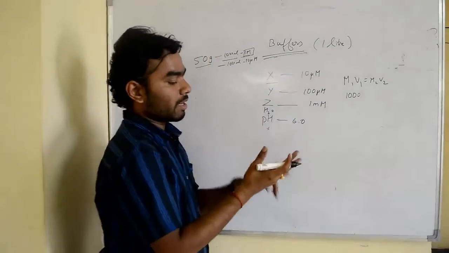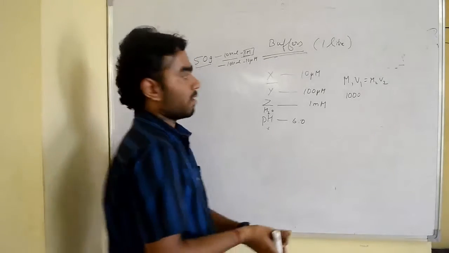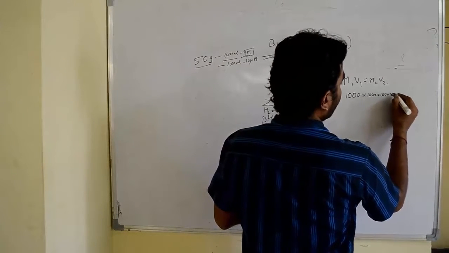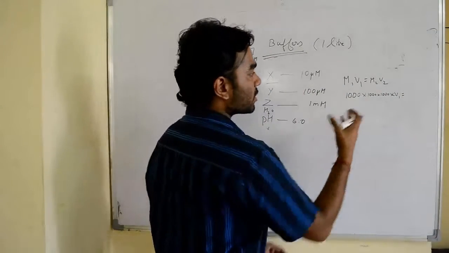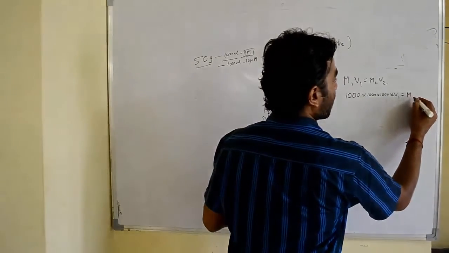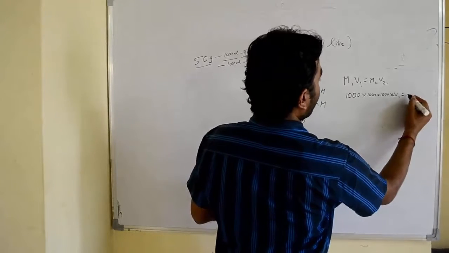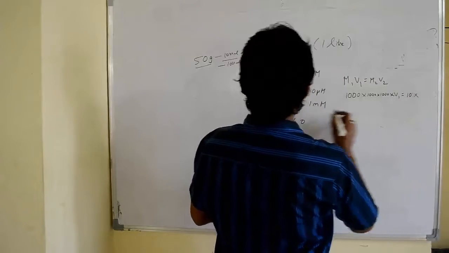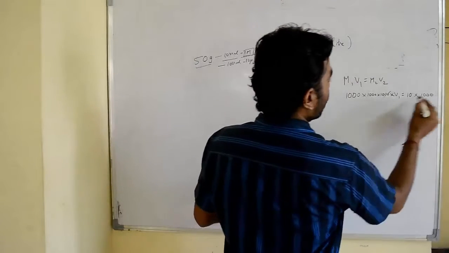I already said molar to millimolar, and from millimolar to micromolar. So 1000 into 1000 into 1000 into V1. V1 is something which you have to take. How much quantity should you take from the stock to make up to M2? This is the one which you want to prepare. You want to prepare 10 micromolarity, and you want to prepare it in 1 liter, so 1000 ml. So do the calculation here.